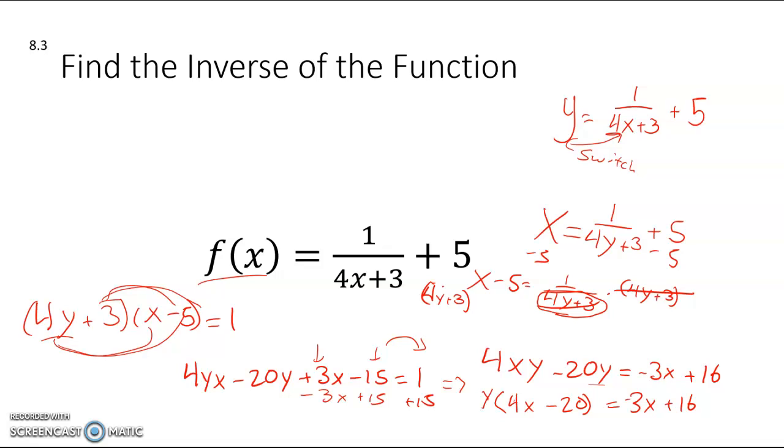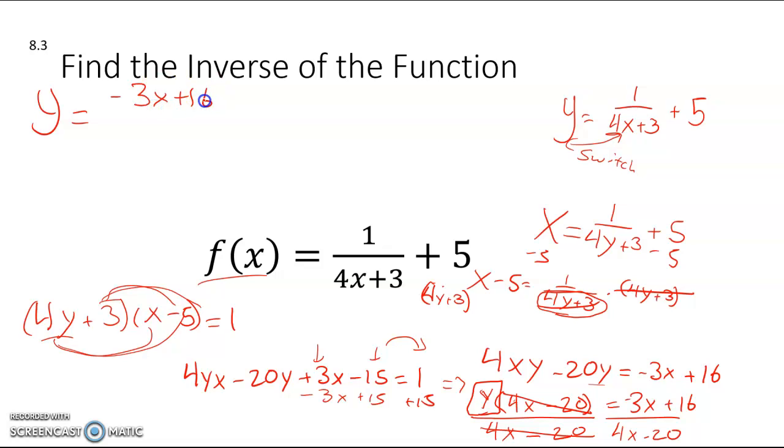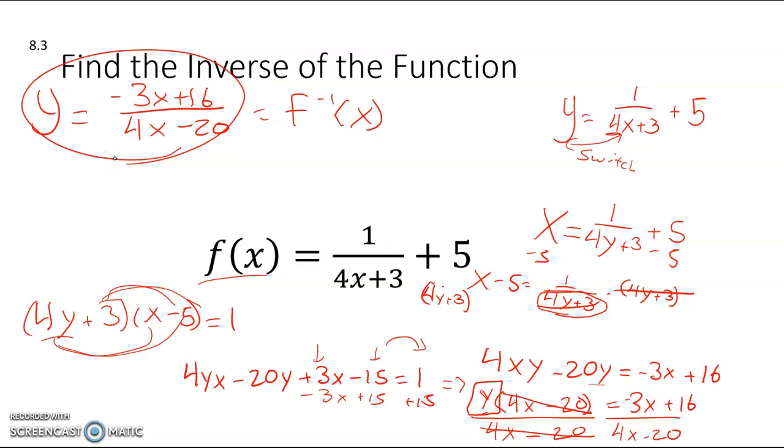Now, the last thing to do, since I have this y out front all by itself, times 4x minus 20, is to divide by 4x minus 20 on both sides. And again, that just deletes everything on this side. That leaves me with just the single y, and then that leaves me with this equation over here. So the equation will be, and I'll write it up here, y equals negative 3x plus 16 over 4x minus 20, all right? And technically, if you want to add in that little f inverse of x, you can do that, but it's not super necessary. So this is that right there.